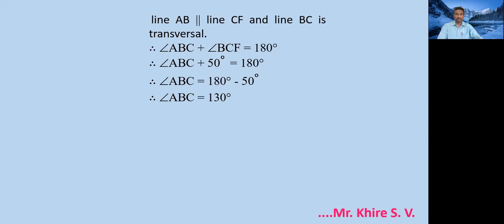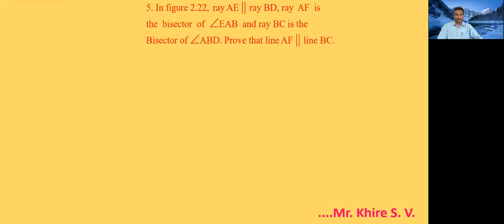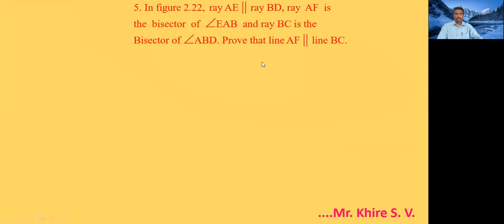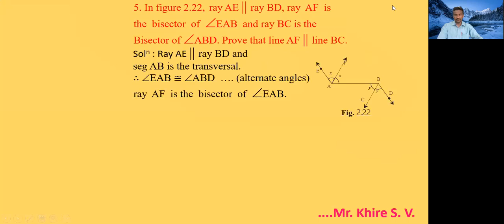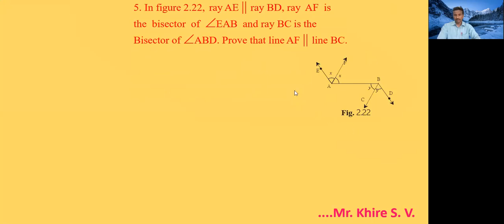Understood? Okay. Next question is, in figure 2.22, ray AE is parallel to ray BD. Ray AF is the bisector of angle EAB and ray BC is the bisector of angle ABD. Prove that line AF is parallel to line BC. Here is given. You can see in the figure.